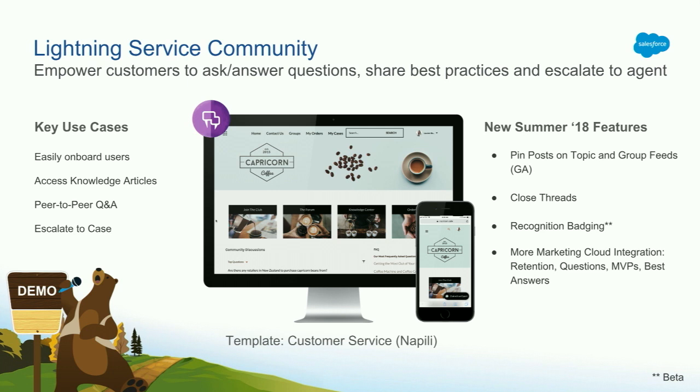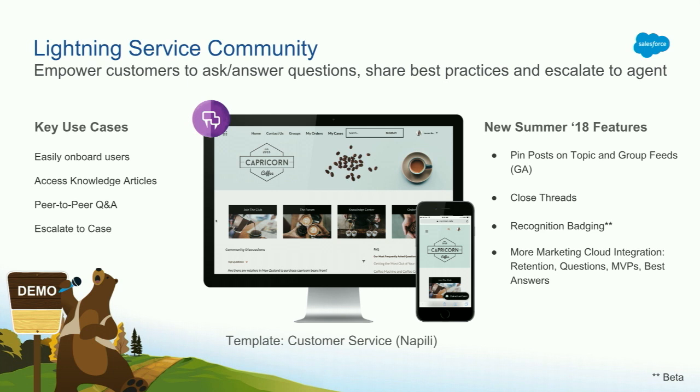In Summer '18, we are really excited because we're releasing several new features that help our community moderators with some moderation improvements. And we're also releasing a series of features that help drive engagement across the communities. So on the moderation side, what we're going to look at today is pinning posts. That's something that had been in pilot in the spring release and now is GA in the summer release. And we've brought that not only to groups, but also to topics. And you'll be able to pin 3 posts per topic or per group.